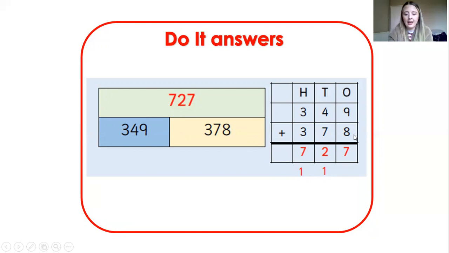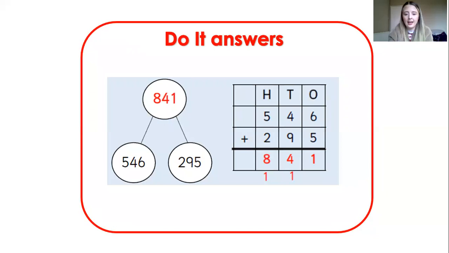727. So 9 add 8 is 17. Exchange 10 of those 1s. 4 add 7 is 11. Adding this one down here is 12. Exchanging 10 of those 10s for 100. Then 3 add 3 is 6. Add another 100 is 700. 727. This one then, so we've got 546.